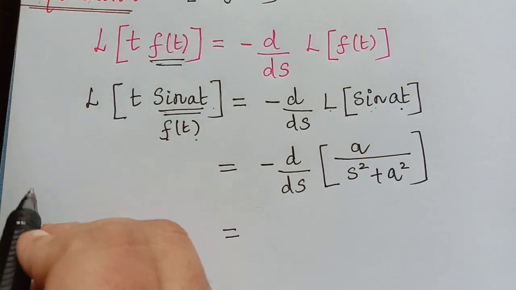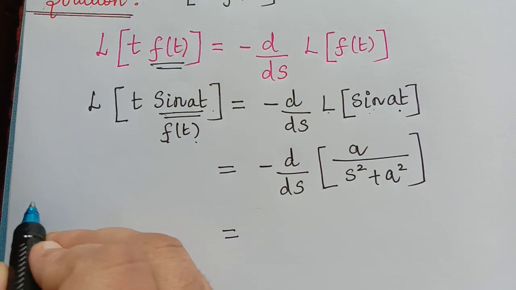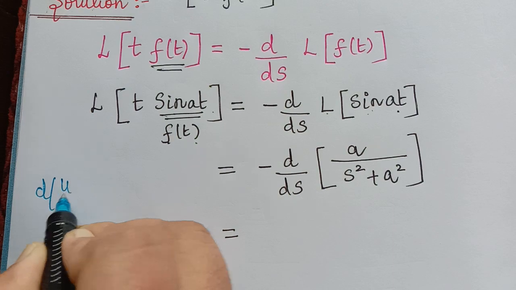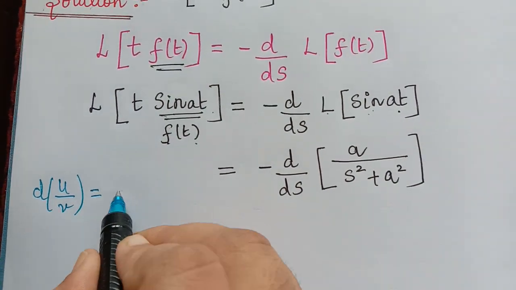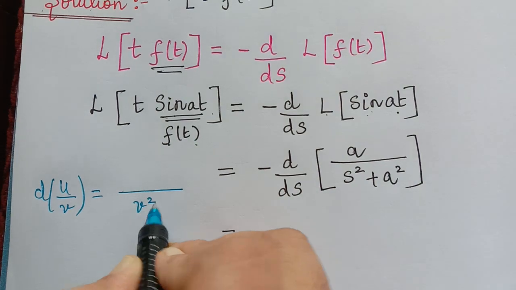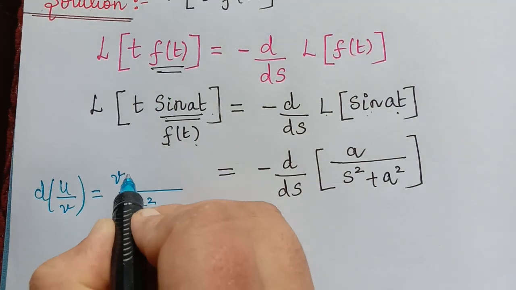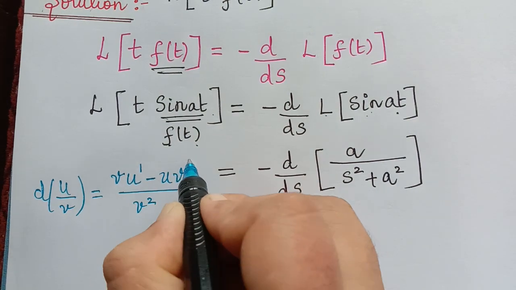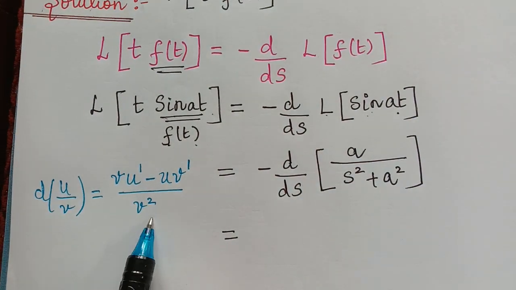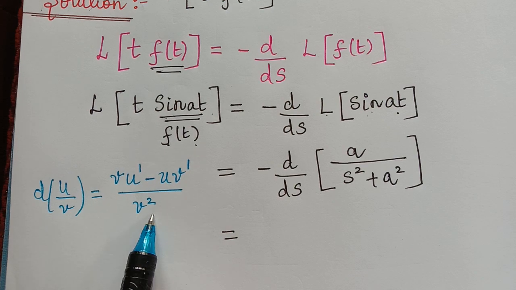We know that the differentiation of u by v with respect to any variable will be equal to v square in the denominator, and then v multiplied with u dash minus u multiplied with v dash. This is the formula from differential calculus.